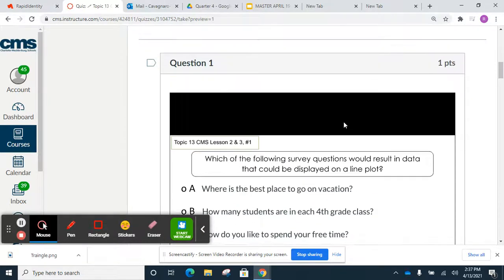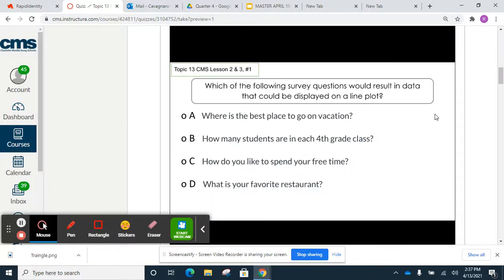All right, so let's take a look at these questions that are on your quiz. Number 1 says, which of the following survey questions would result in data that could be displayed on a line plot? Now remember, when you ask questions that you want to display on a line plot, you want them to be limited, right? You don't want to ask, what's your favorite ice cream when there's 72 flavors of ice cream?